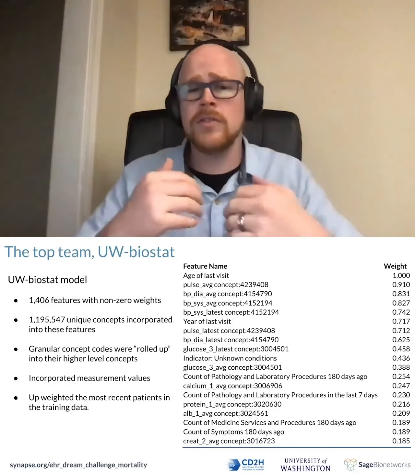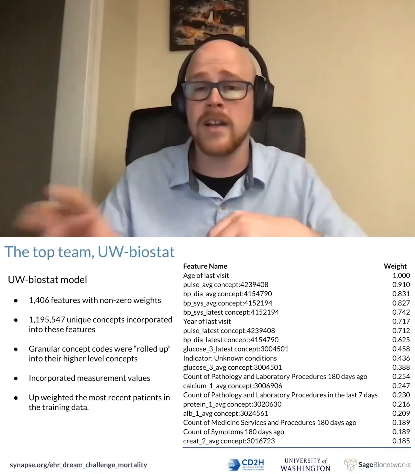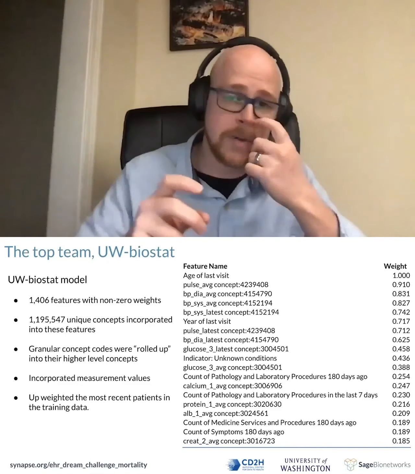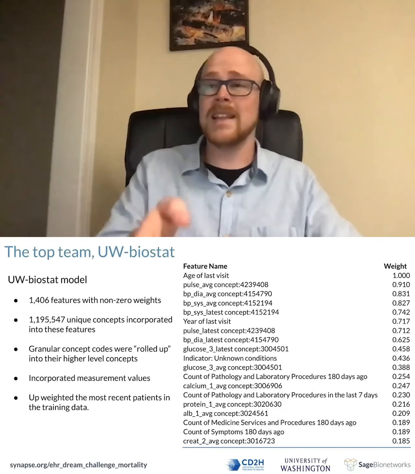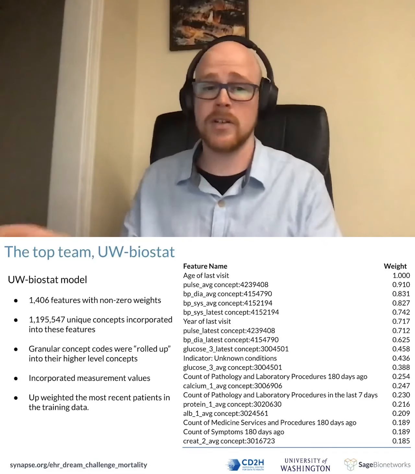And they also used measurement values. So you can see in the top 5 features here on the right, 4 of the top 5 are actually explicit measurement values. So the average pulse of a patient over the past 6 months, the average diastolic blood pressure over the past 6 months, average systolic, and then also the latest systolic blood pressure measurement in a patient's record at the time of prediction.